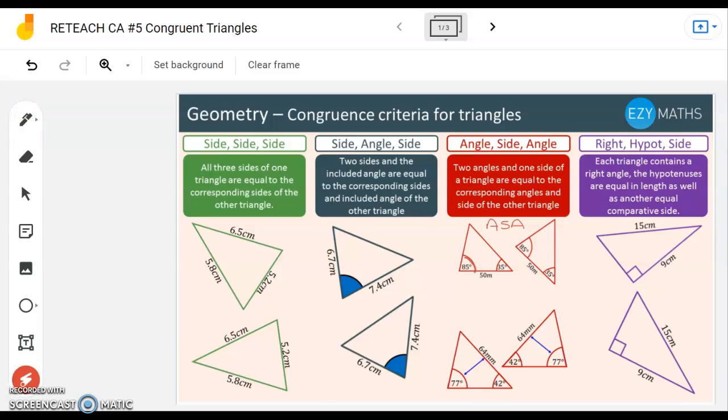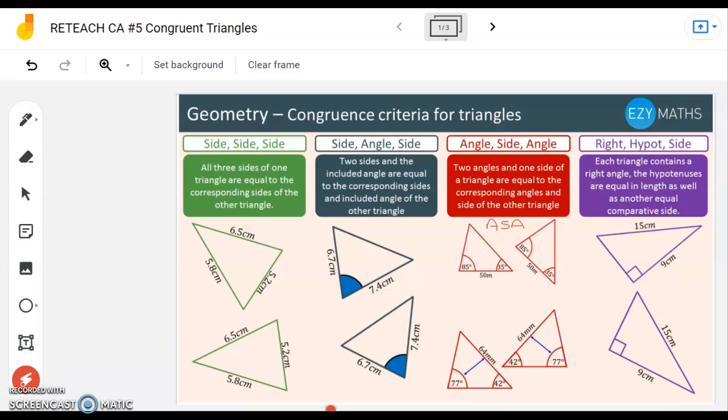So here are my 2 angles. I have an 85-degree angle on the one on the left and an 85-degree angle on the one on the right. I have a 35-degree angle on the left and a 35-degree angle on the right. They both have a 50 millimeter side in between them. That side is in between them, so that's why it's angle, side, angle.